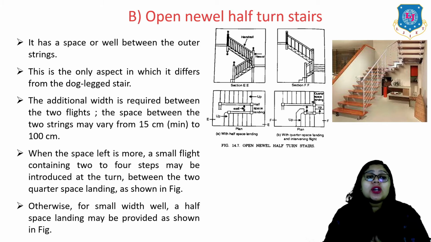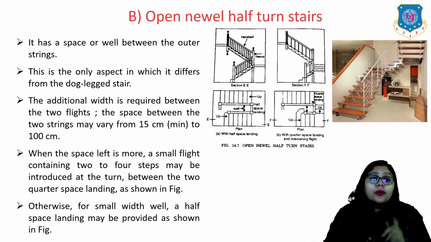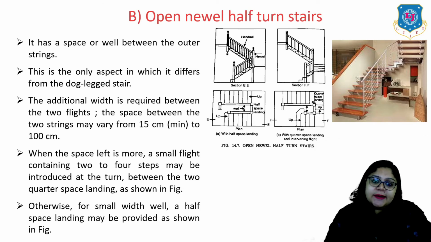Here in the cross sectional figure, the first one is with the half space landing. But in the second one, we are providing a quarter space landing and some intervening flights. That is the difference. You can see the open newel half-turn stairs in this image also.